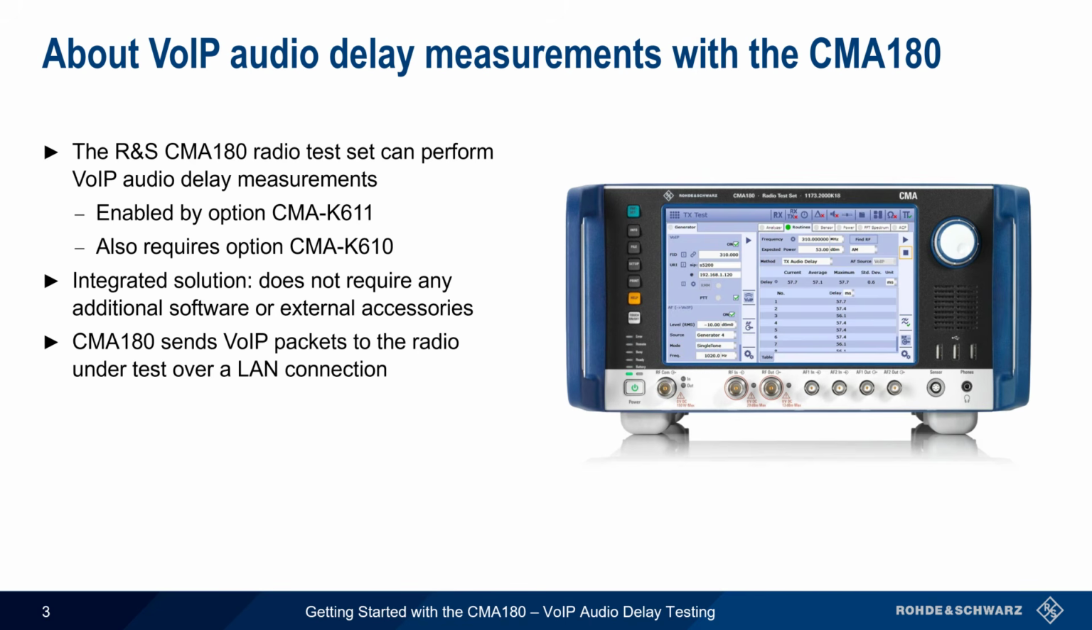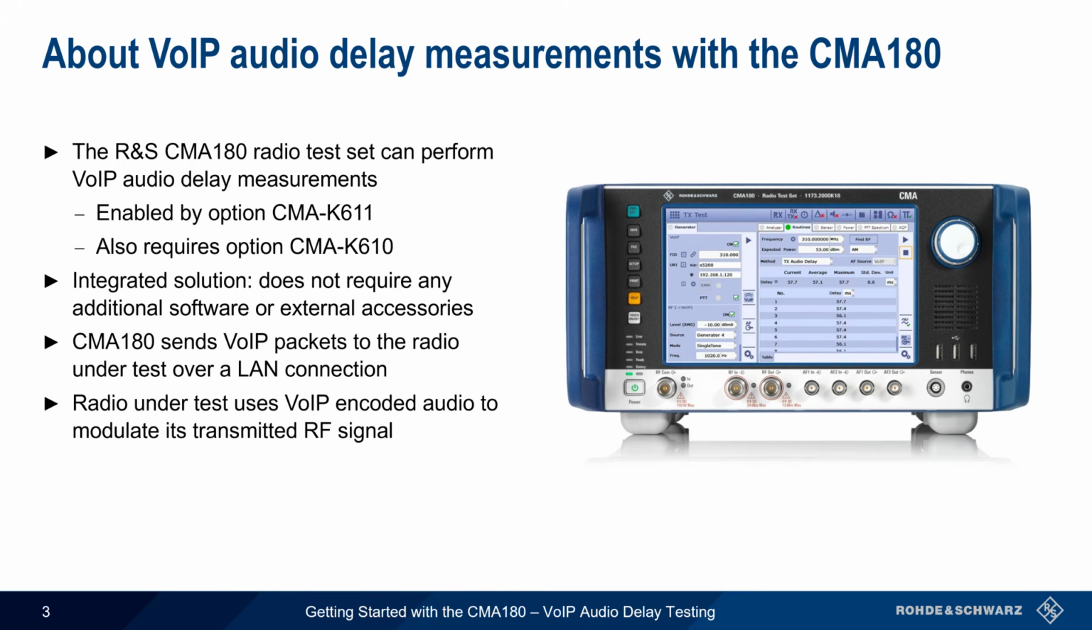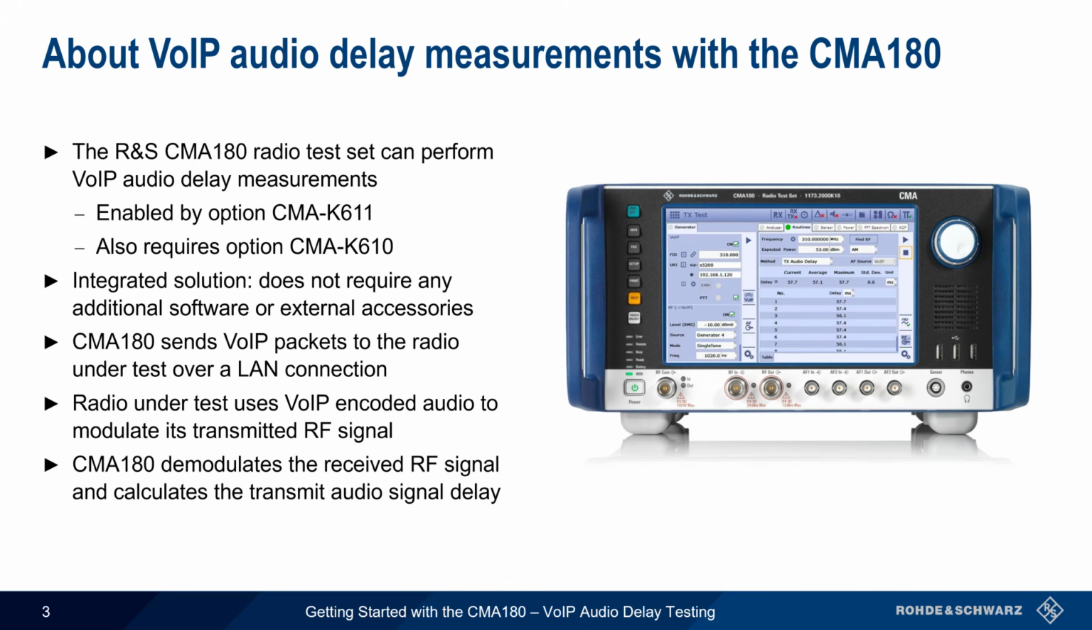VoIP packets are sent to the radio under test over a LAN connection, and the radio under test then uses the audio encoded in these packets to modulate its transmitted RF signal. The CMA then receives and demodulates this RF signal and measures the transmit audio signal delay, which is displayed as both current as well as statistical values.